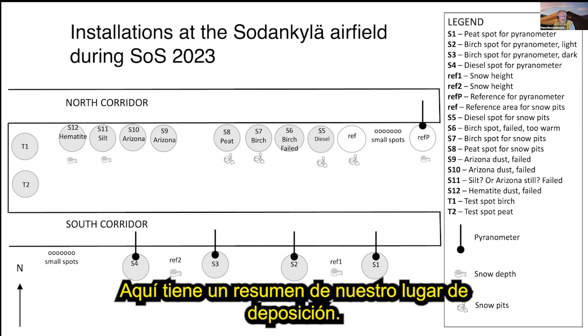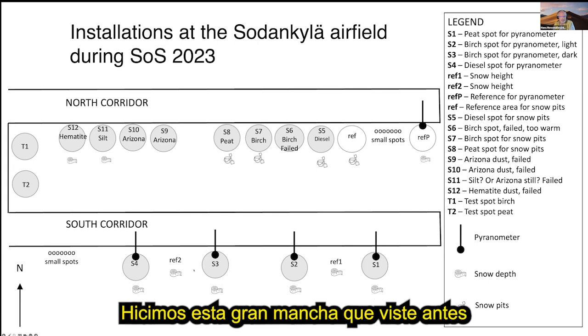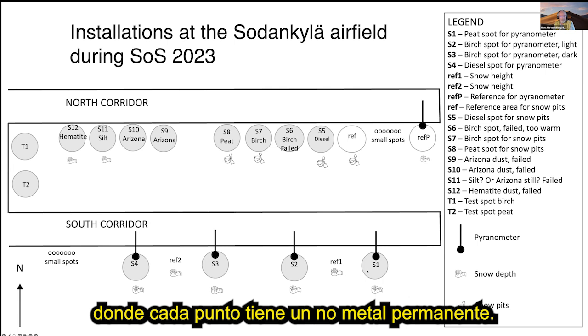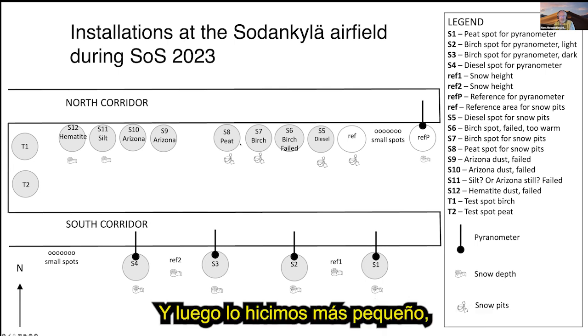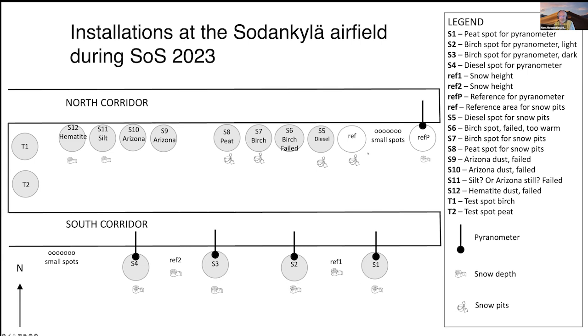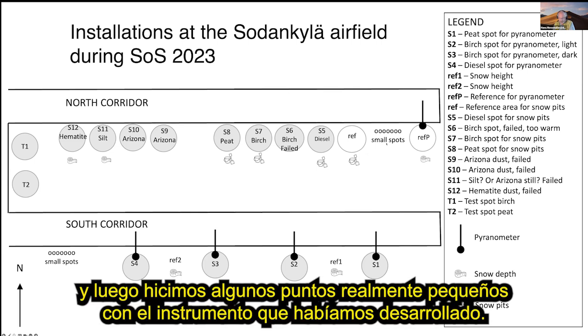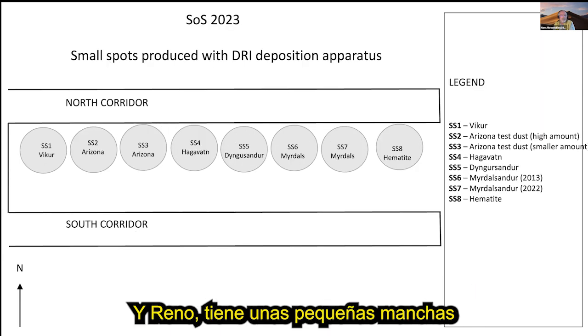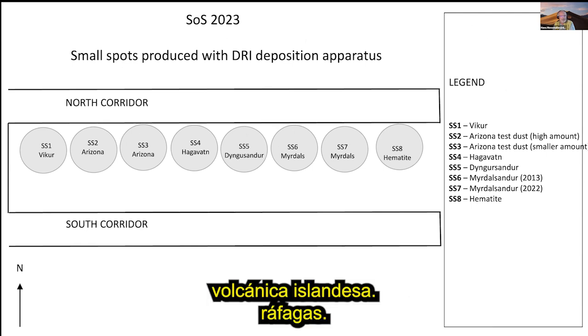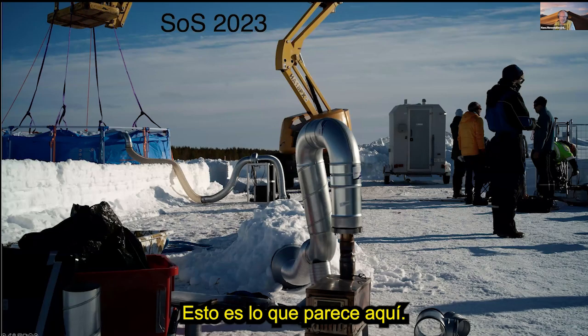Here's an overview of our deposition spot. We did these large spots you saw earlier, where each spot has a pyranometer, and then we did smaller spots here where we just did temporary measurements, and then we did some really small spots with the instrument we had developed in Reno. Here are the small spots, different dusts: Arizona test dust, hematite, and then a variety of Icelandic volcanic dusts.